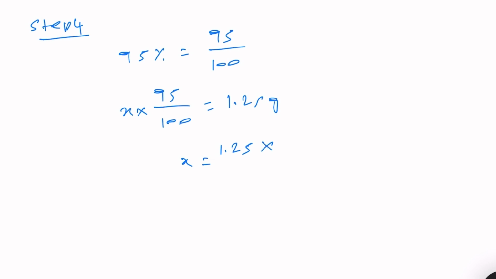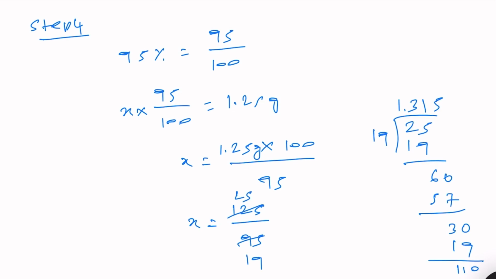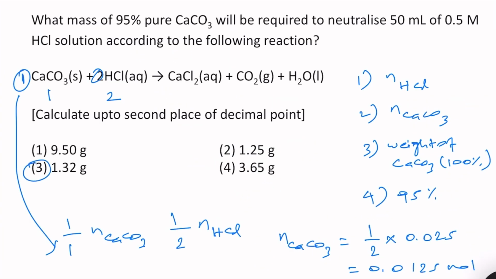1.25 times 100 divided by 95, and therefore, this is equal to 125 divided by 95. This will be 25, this will be 19. If we round this to the second decimal place, then this is 1.32 gram. Therefore, x is 1.32 gram. That's the correct answer. Therefore, option 3 is correct.